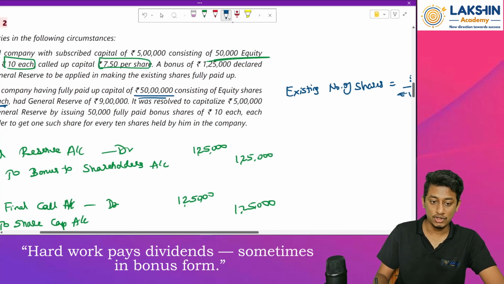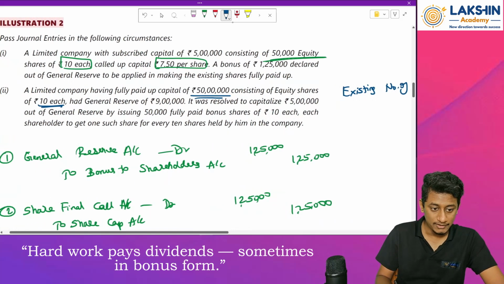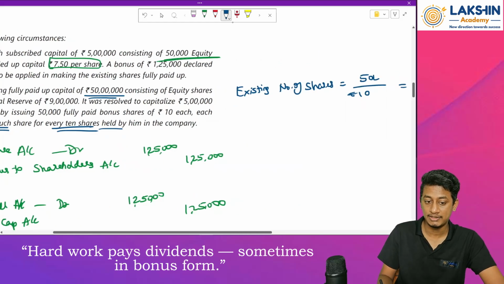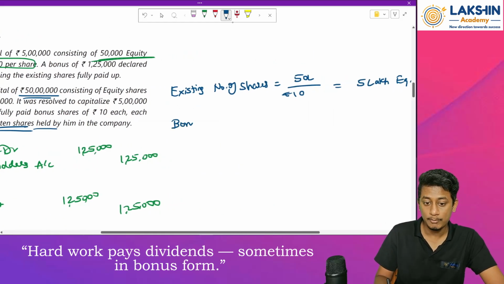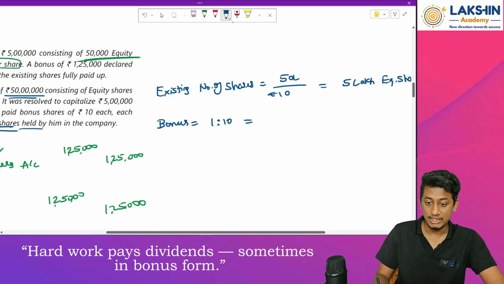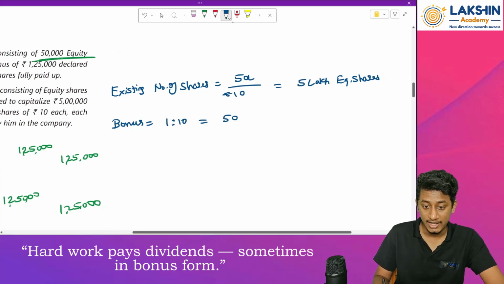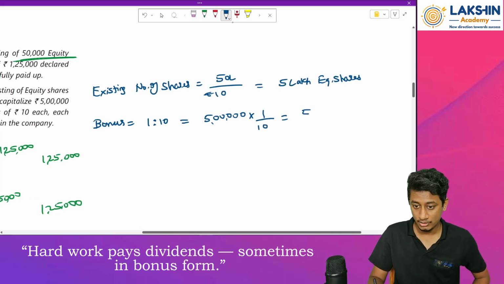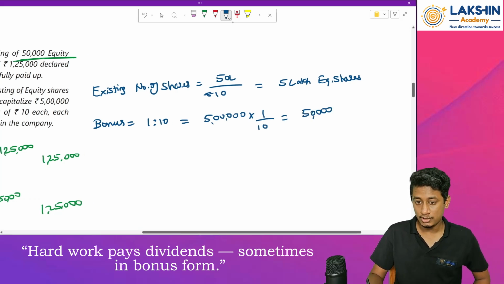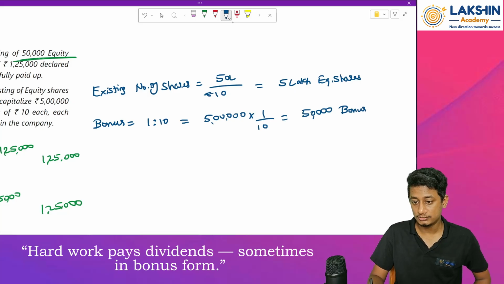Yes. Now what is the ratio of bonus? A shareholder will get one such share for every 10 shares held by him in the company. So bonus has been given at what ratio? 1:10 ratio. That means how many bonus shares will be issued? 5 lakh into 1 by 10. That will be 50,000 bonus shares will be issued.